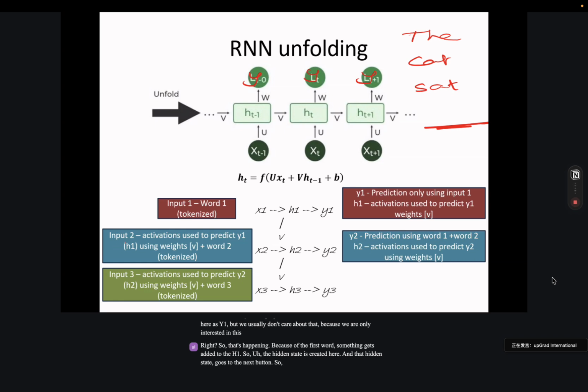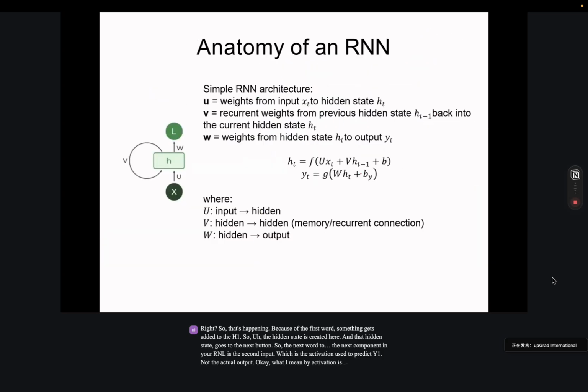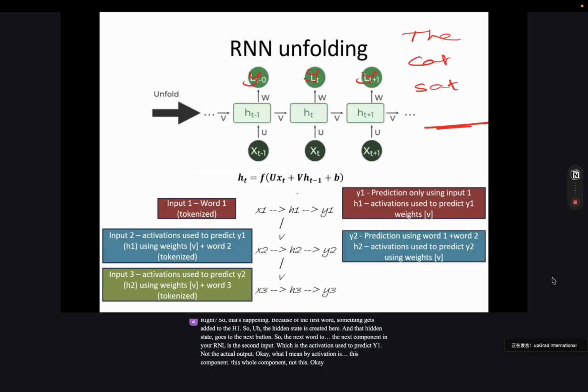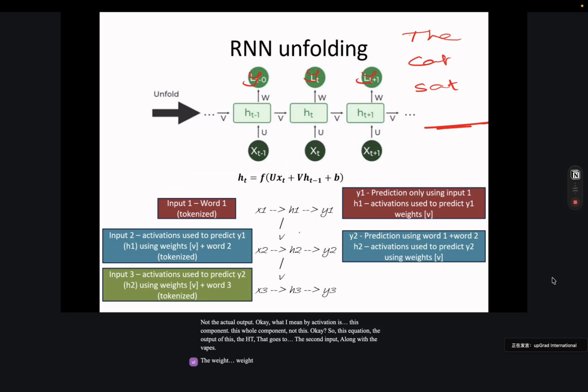So the next component in your RNN takes the second input, along with the activation used to predict Y1, not the actual output. What I mean by activation is this whole component, not this. So the output of this equation, the HT, goes to the second input along with the weights. The weight is basically the importance that I want to give to this hidden unit, right?